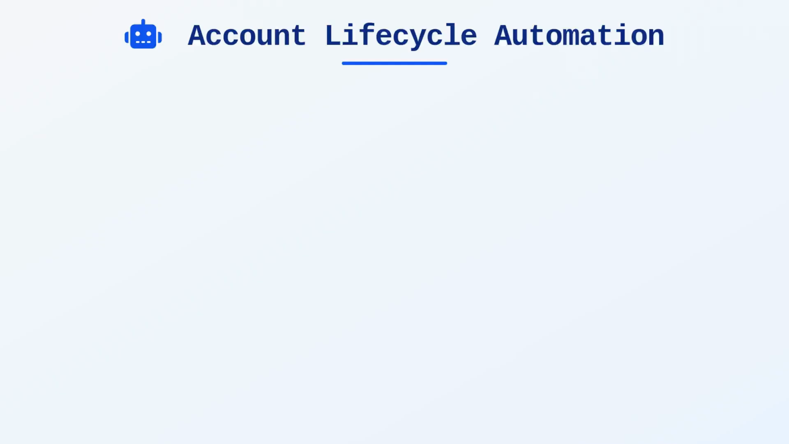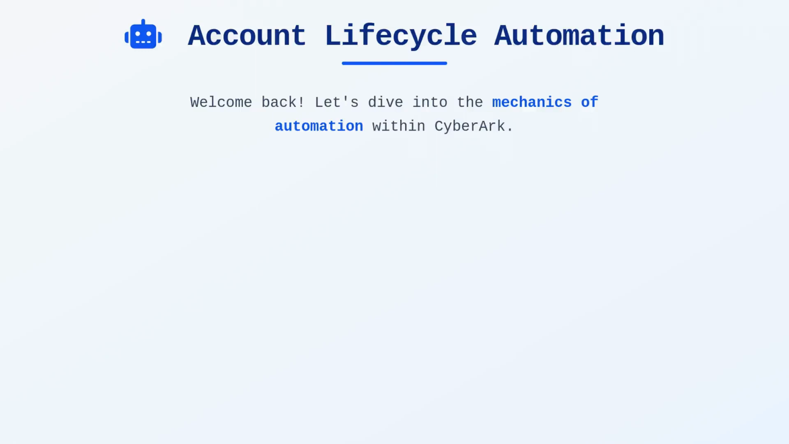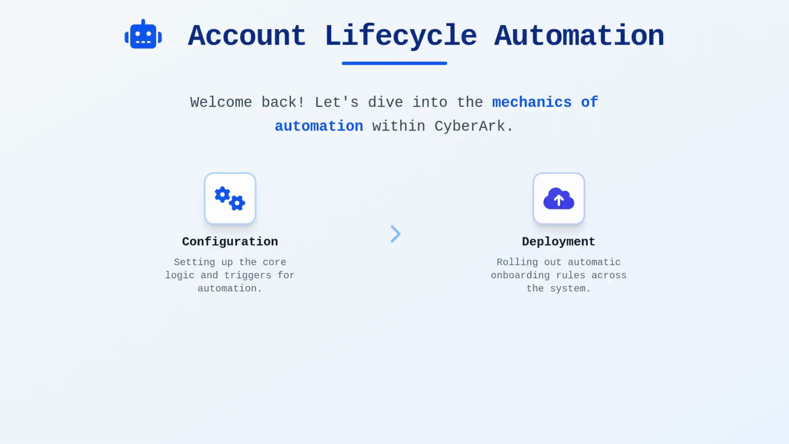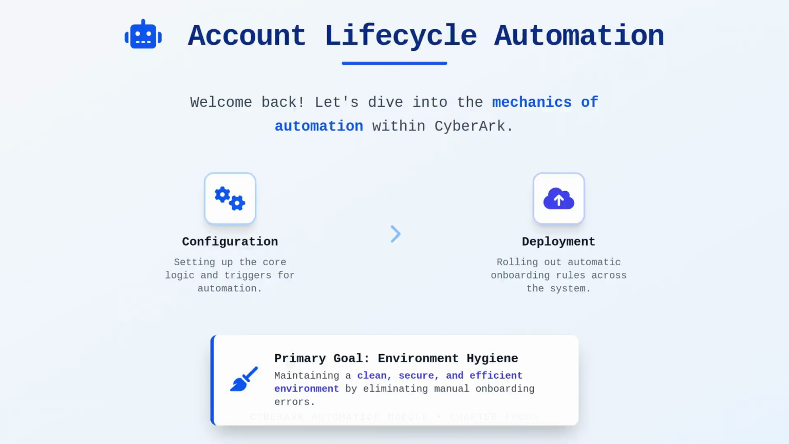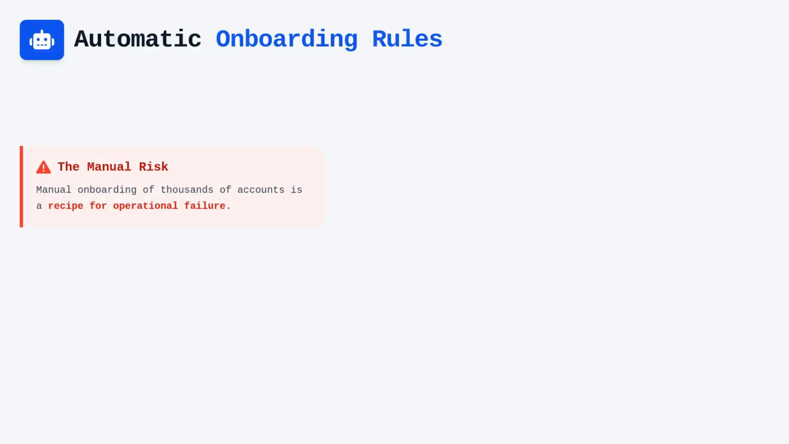Welcome back. We are moving into the mechanics of automating your account lifecycle management within CyberArk. This chapter focuses specifically on the configuration and deployment of automatic onboarding rules to maintain a clean environment. In any reasonably sized enterprise, manually onboarding hundreds or thousands of privileged accounts is a recipe for operational failure. The automatic onboarding rules feature exists to move us away from this manual grind by enabling the system to ingest accounts discovered via the accounts feed based on defined business logic.